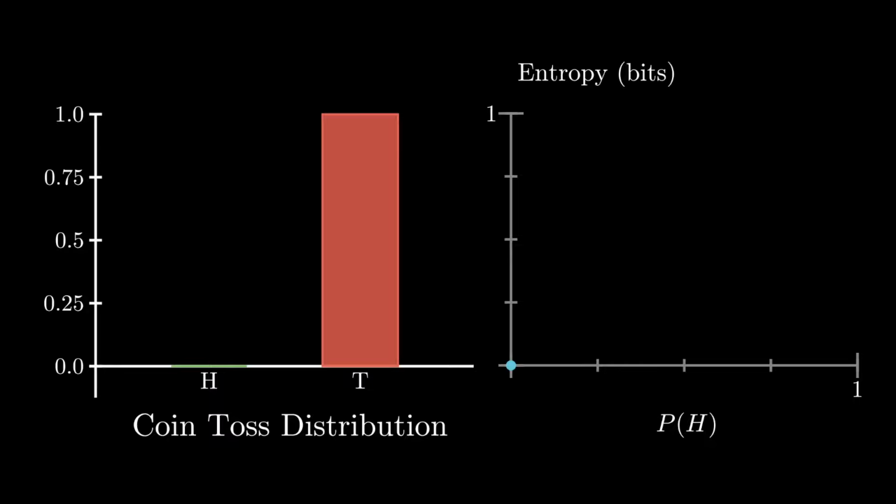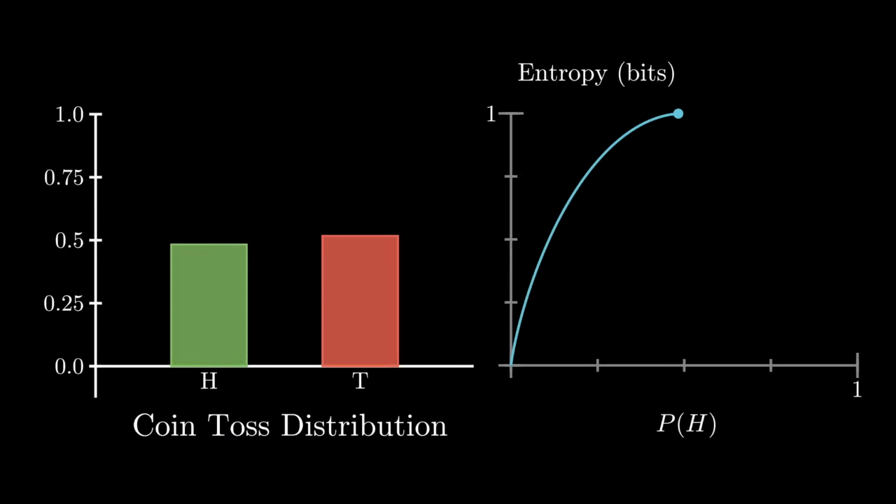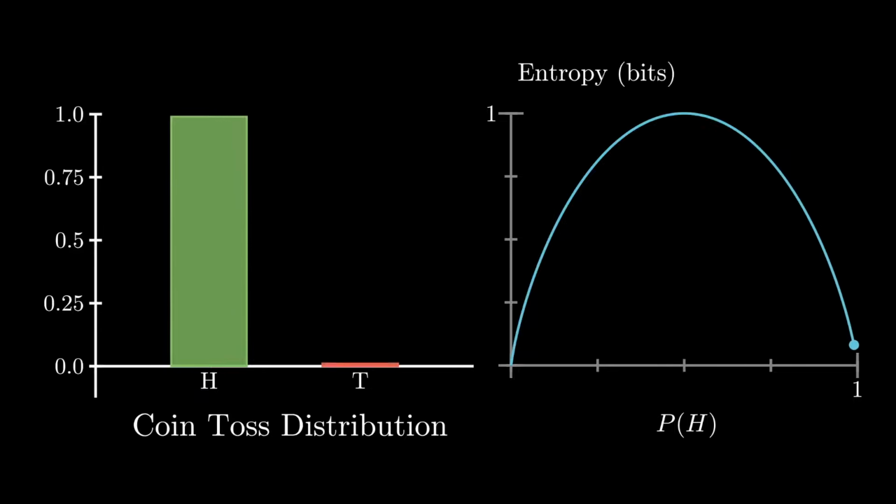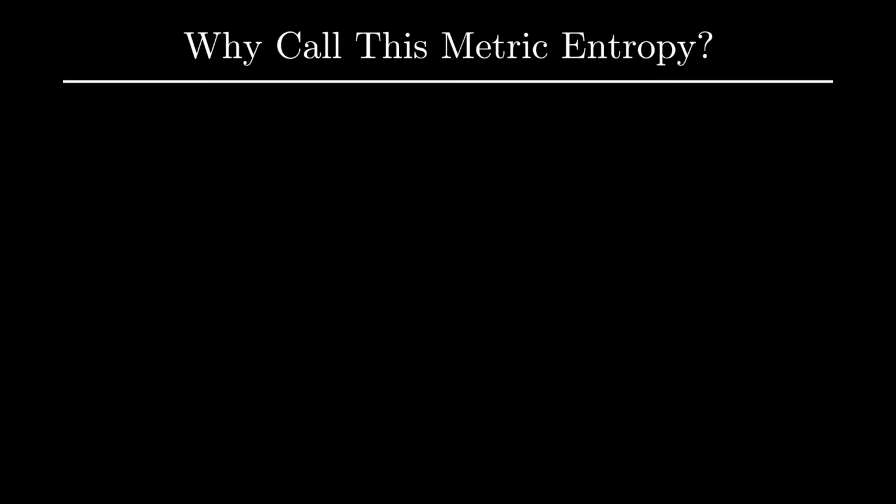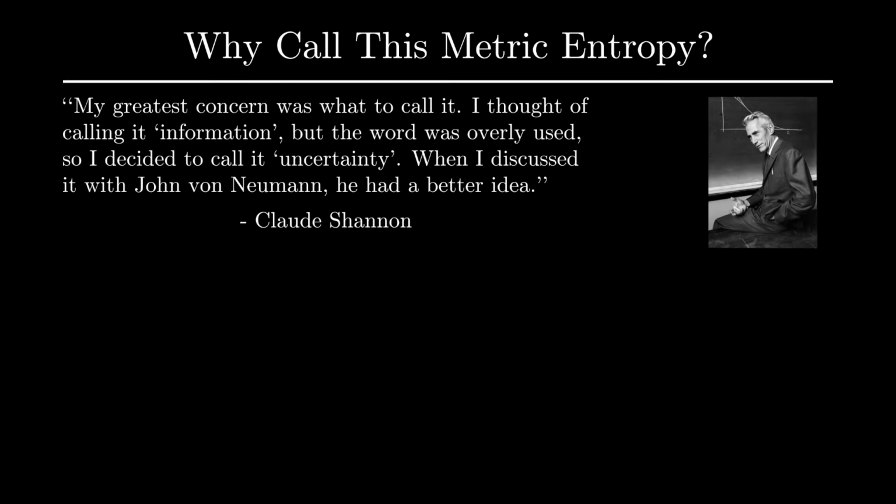Among all possible probabilities of getting heads on a biased coin flip, the entropy is maximized when each outcome is equally likely, which is when it's hardest to predict what the outcome of a flip will be. Some of you may be wondering at this point why Shannon called this measure entropy. It seems a little random. Turns out that Shannon actually had some trouble naming it.